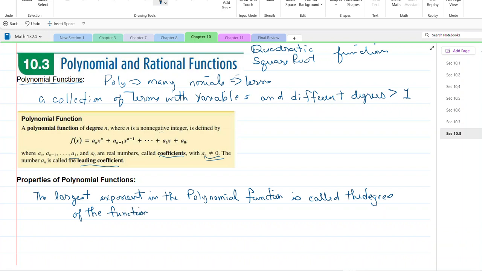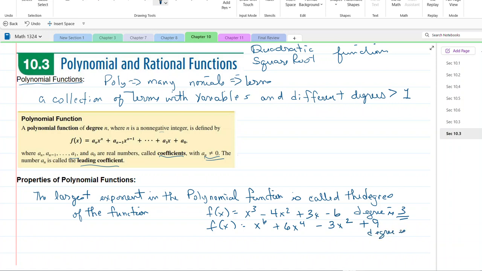All right. So if I have f of x equal to x cubed minus 4x squared plus 3x minus 6, then we know that the degree is 3, the largest exponent. Well, if I have f of x is equal to x to the 6 plus 6x to the 4 minus 3x squared plus 9, well, then the degree is 6.